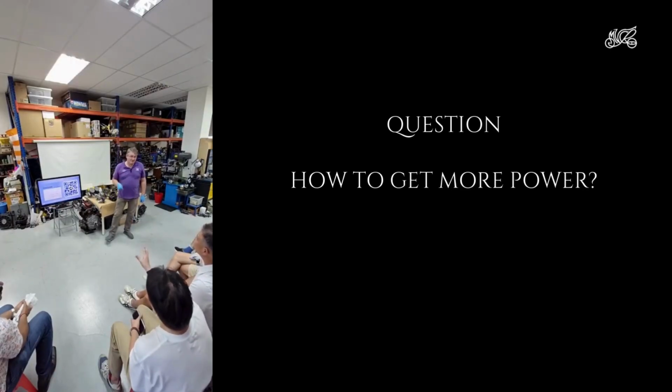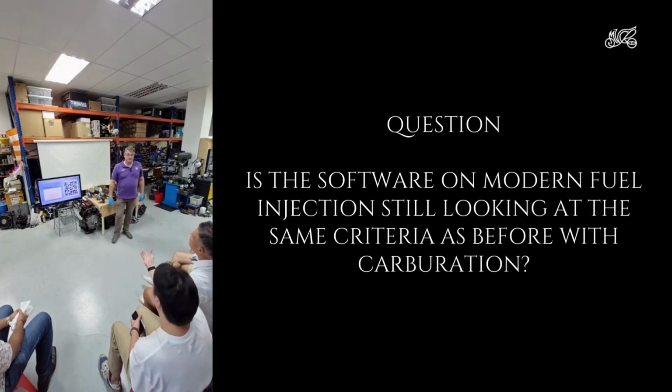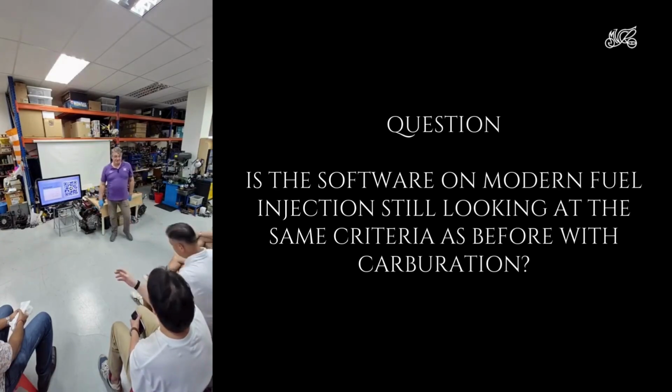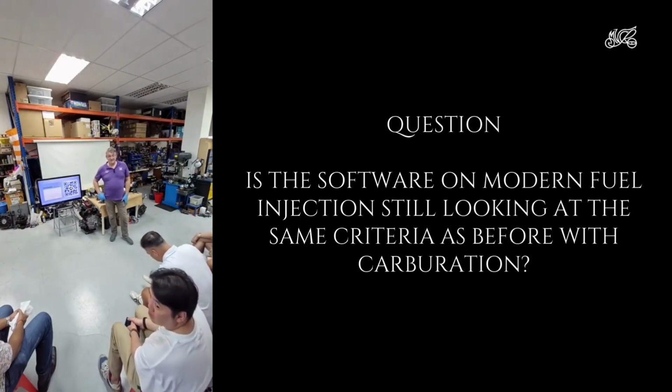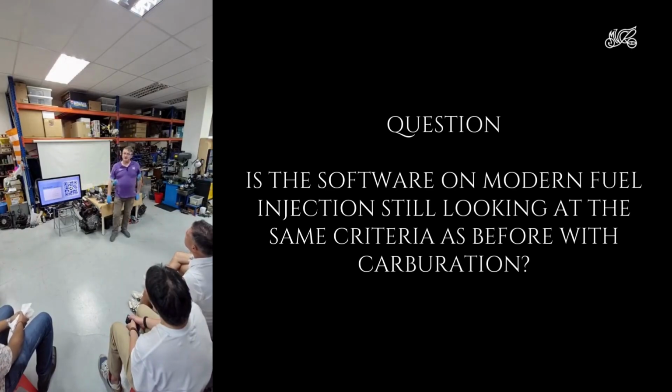Is the software reading the same kind of variables that you were just explaining about, manifold pressure? Yep, exactly the same. Exhaust. You're measuring exhaust oxygen, exhaust temperature, inlet pressure, throttle position, crank position, cam position. Yeah, and then you've got the information you need to do the right injection.